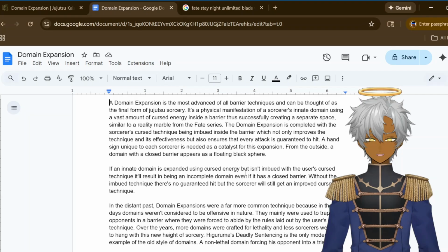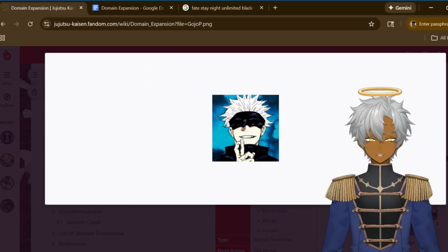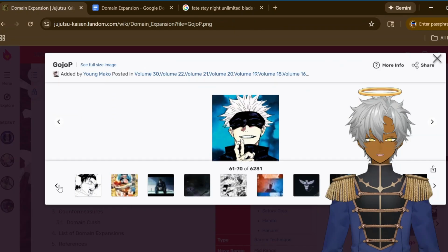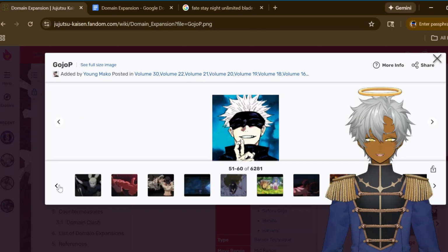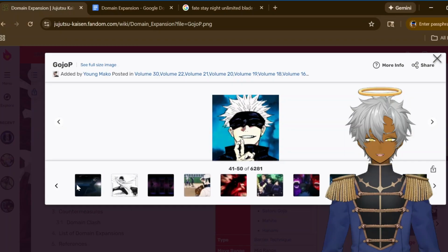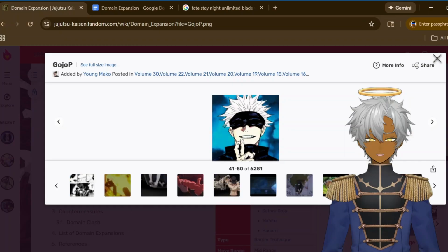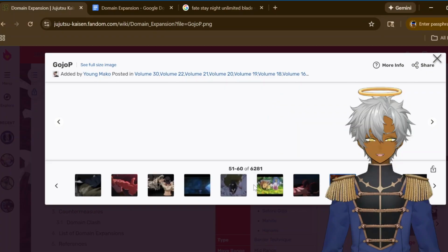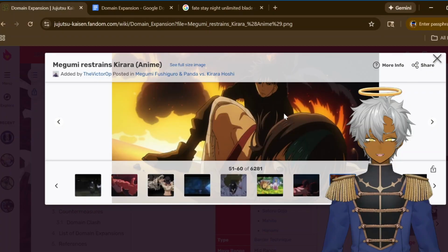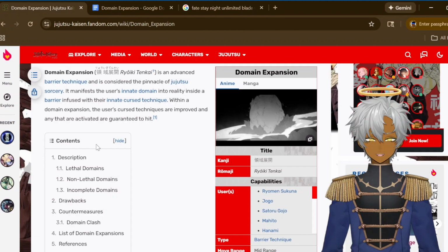You still have full control over everything that is within your domain. However, you do not have the guaranteed hit factor, and your attacks are not as effective as you would hope. And I believe, to my knowledge, that the only example of this is Mahito. Who is this? Mahito? There we go. Mahito, to my knowledge, is the only character with an incomplete domain. I could be wrong about that.